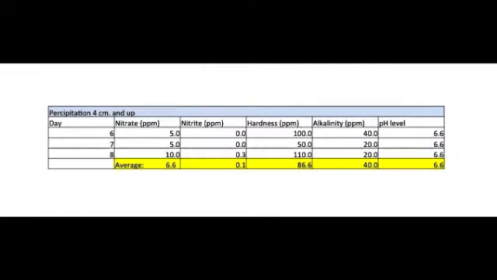When the precipitation was 4 centimeters and higher, the average for nitrate was 6.6 parts per million, nitrite 0.1 parts per million, hardness 86.6 parts per million, alkalinity 40 parts per million, and the pH level is 6.6.